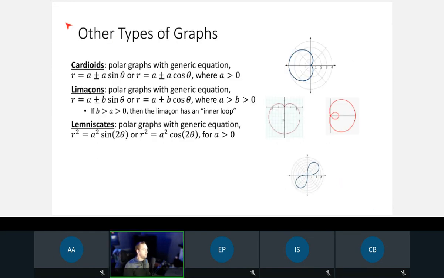All right. So now here's the other 3. So we have line, circle, and roses. Those are 3. And now here's the other 3. We have cardioids, limicons, and lemniscates. So cardioids, limicons, and lemniscates. I could be pronouncing them wrong. I probably should have checked before class, but I'm going to go with what I'm saying.